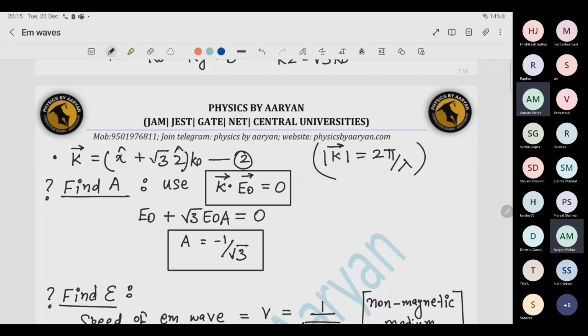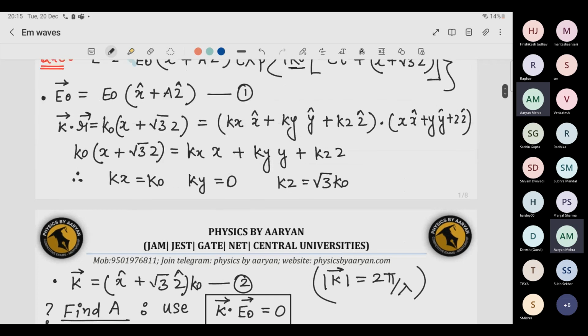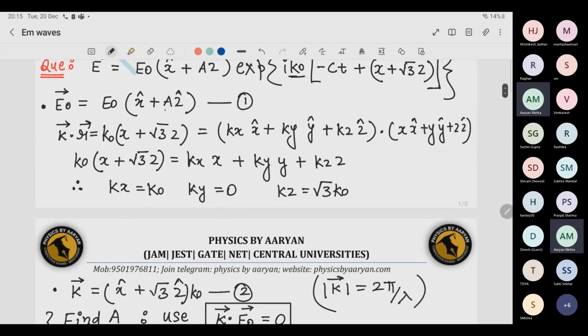Now the second piece of information. I want you to ask whether this A, which is here in E naught, is random. Can it take any value, or will it be constrained by other things? That's the number one question we should ask. Can the electric field go in any direction, or does it depend upon the direction in which your wave is going?